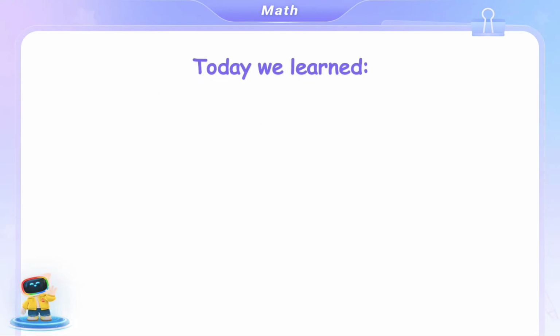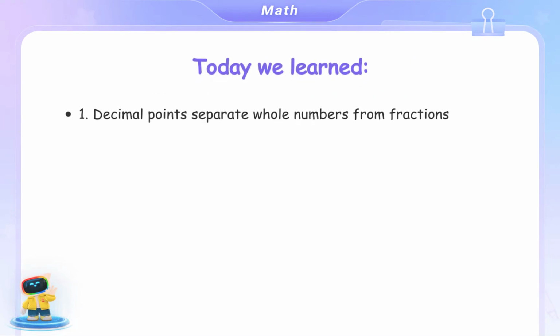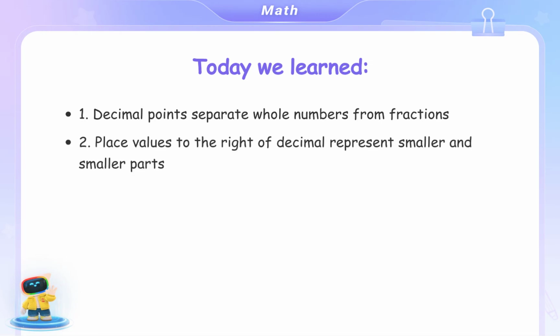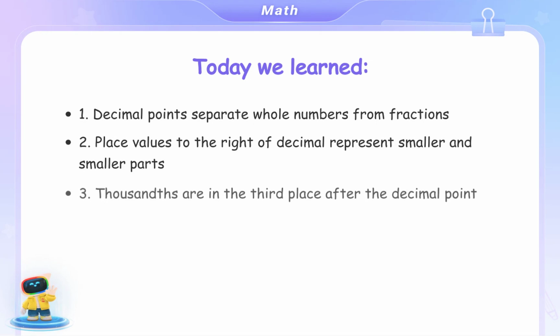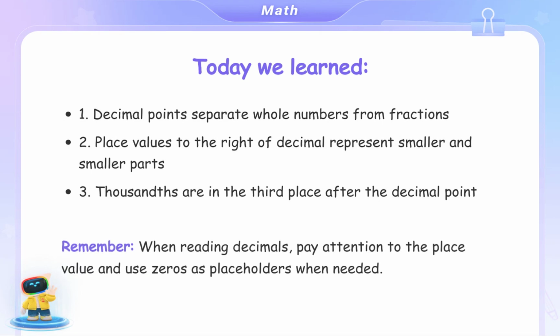Today we learned: decimal points separate whole numbers from fractions. Place values to the right of decimal represent smaller and smaller parts. Thousandths are in the third place after the decimal point. Remember, when reading decimals, pay attention to the place value and use zeros as placeholders when needed.